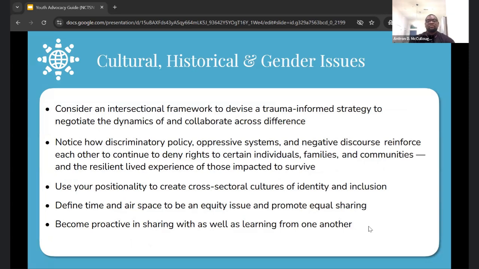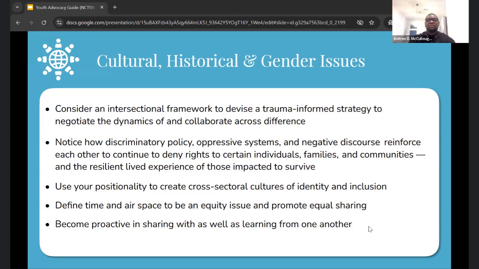Our next principle: cultural, historical, and gender issues. Trauma-informed advocacy must be sensitive to the cultural, historical, and gender context of individuals. Advocates should recognize the impact of historical trauma, discrimination, and oppression, and strive to become and provide culturally competent and inclusive support. Culture and gender issues impact trauma through three different things.